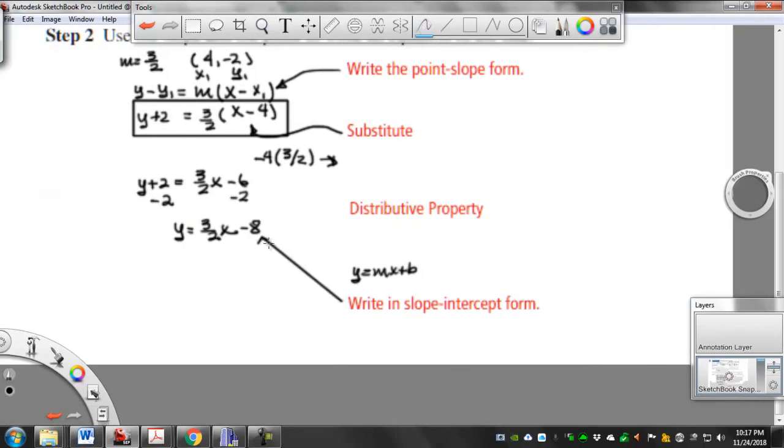So make sure you read what your problem asks you to do. I think on the quiz that I've got written for you guys in School City, I'm not asking you to write it in slope-intercept form. I just want you to put it in point-slope formula.